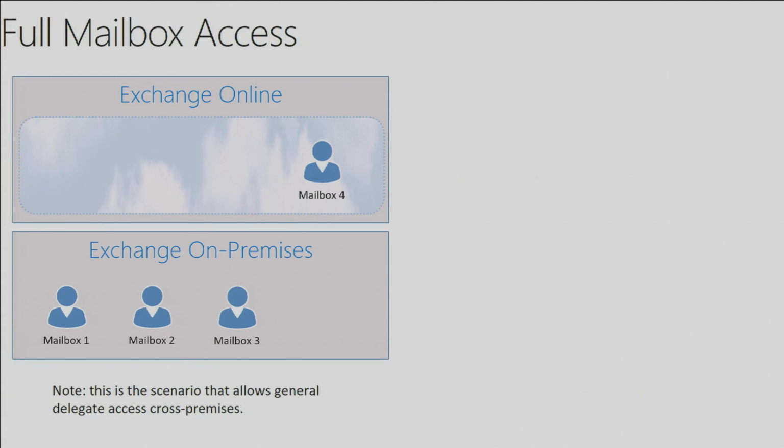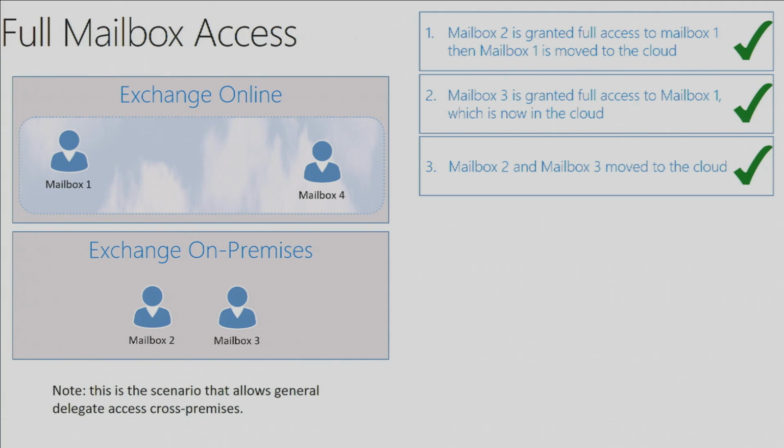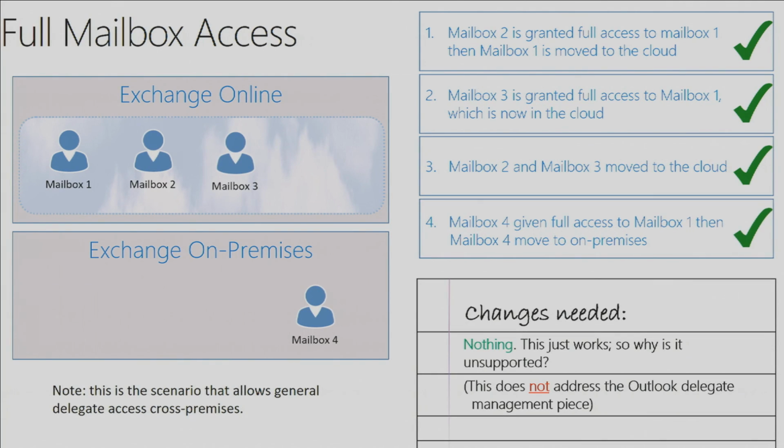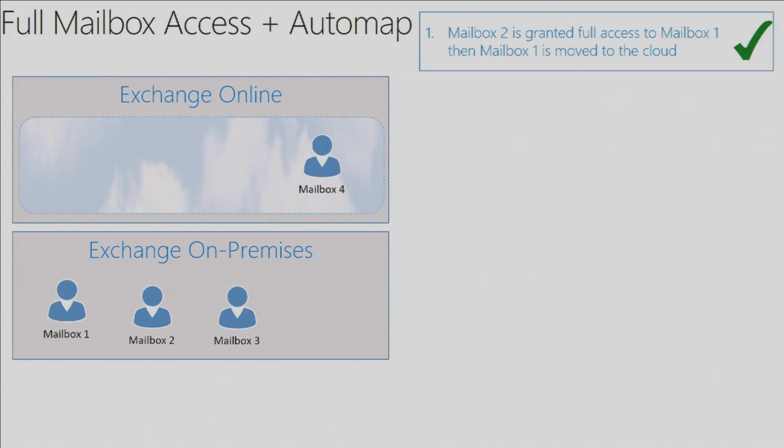So what works? Full access. I'm going to go through these kind of quickly in the interest of time. Full access just works. You can move your mailboxes from on-prem to online. It doesn't matter. If you want to access some of these mailboxes and you grant them full access, you can open it in your Outlook profile.